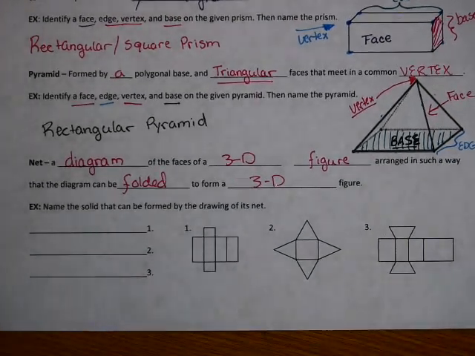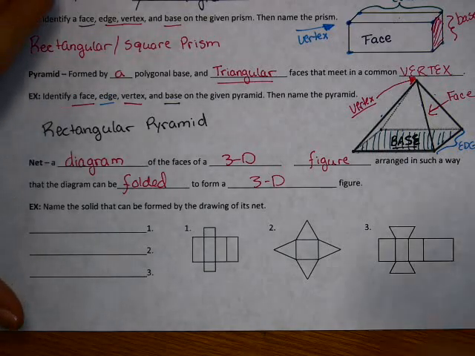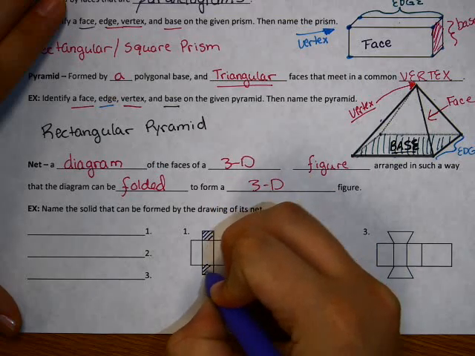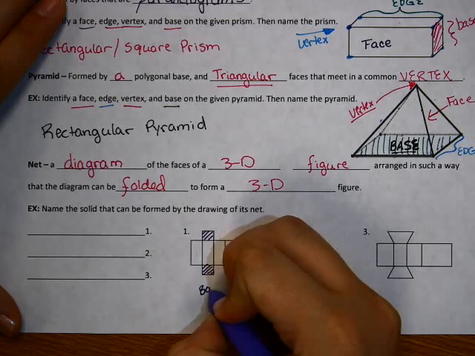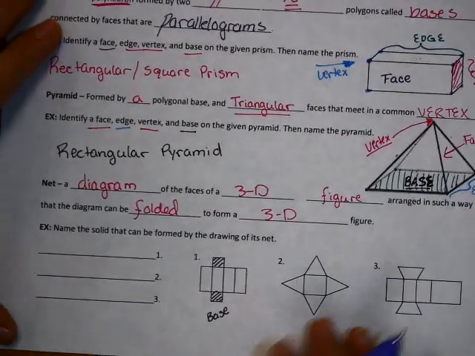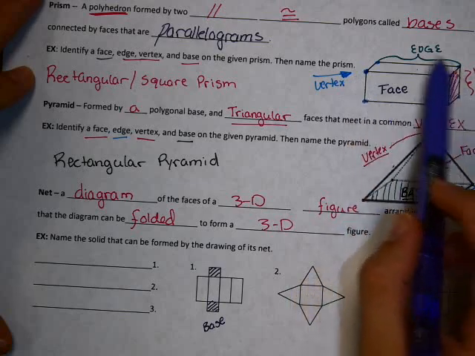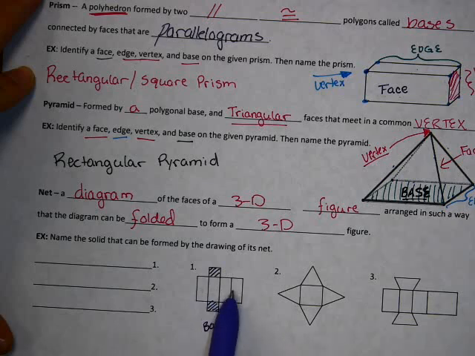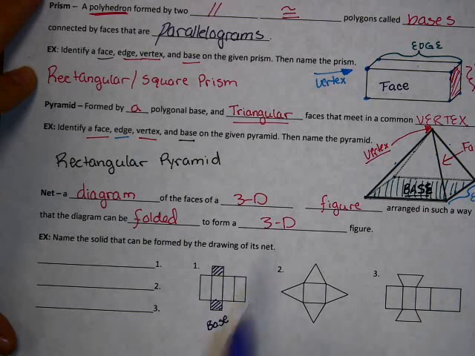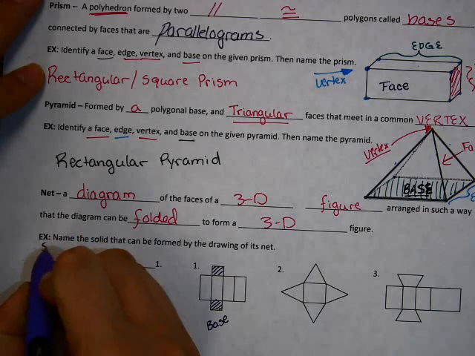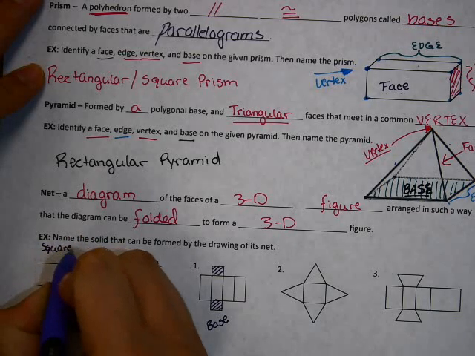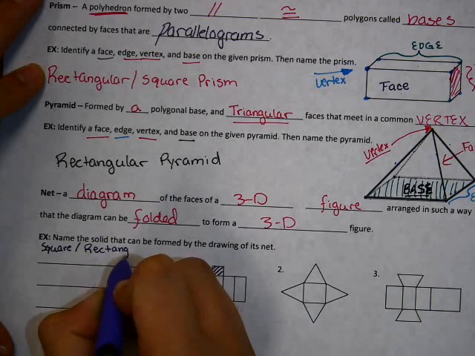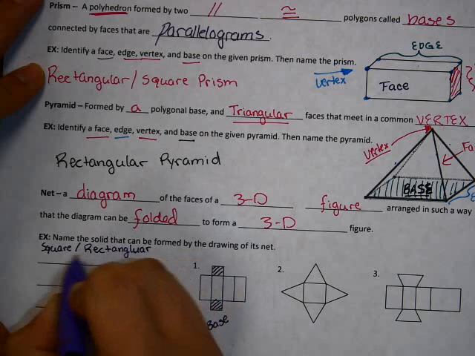Okay, so for number one, let's look at the bases. All right, so this is going to be a base, this is a base. All right, and if you look at this up here, if I fold it together, it's going to look like our prism example up here. We have 4 parallel sides, or parallelogram sides. So this would be a square/rectangular pyramid, or prism.